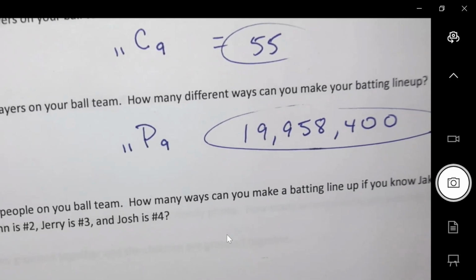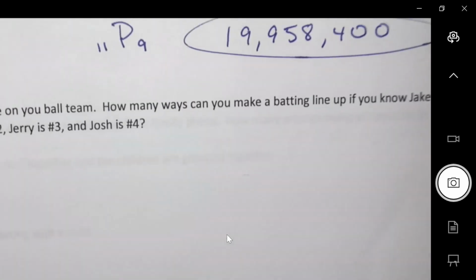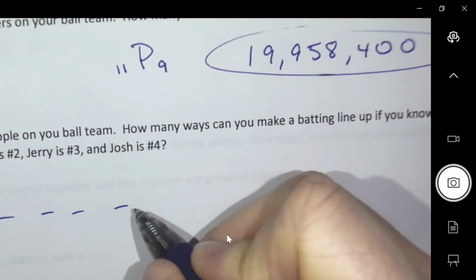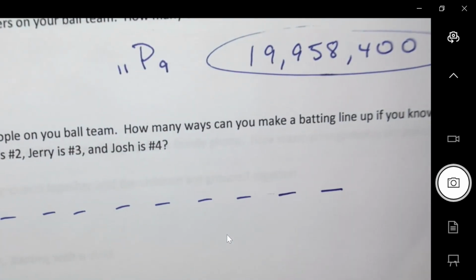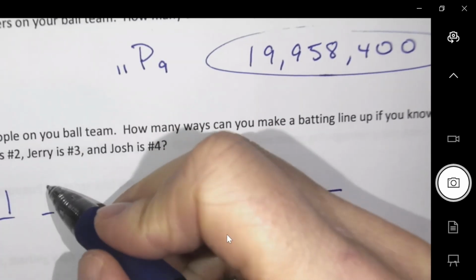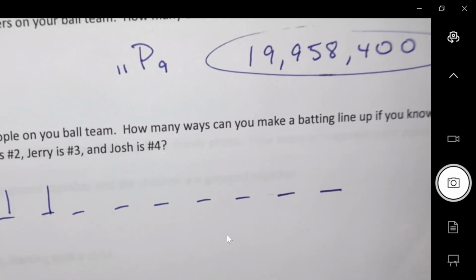Okay, same question, still have 11 people on my ball team and I'm trying to make a lineup. So 1, 2, 3, 4, 5, 6, 7, 8, 9. I'm trying to make my lineup with 9 people. This time I already know that I want Jake in my first spot. My number 1 hitter is Jake. So there's only one person to put in that blank. I already know I want John in my number 2. So there's only one option in the second spot.